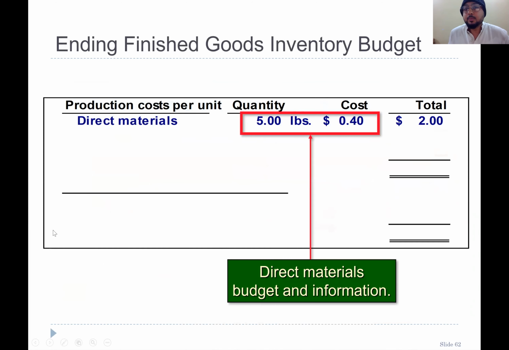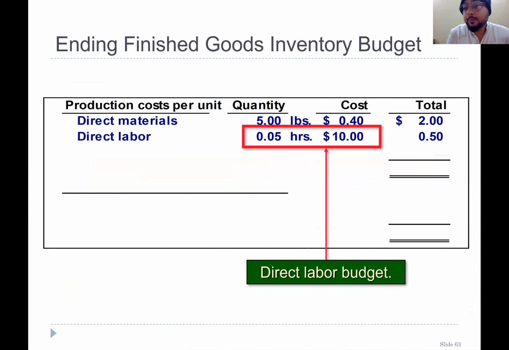So now we need to find out what is the product cost of finished goods: direct material, direct labor, manufacturing overhead. Direct material: it takes 5 pounds of material to complete 1 unit, right? And 1 pound of material costs $0.4, which means $2 for direct material. It takes 0.05 hours to complete 1 unit. So multiply by 10, $0.5 is going to be paid per unit.